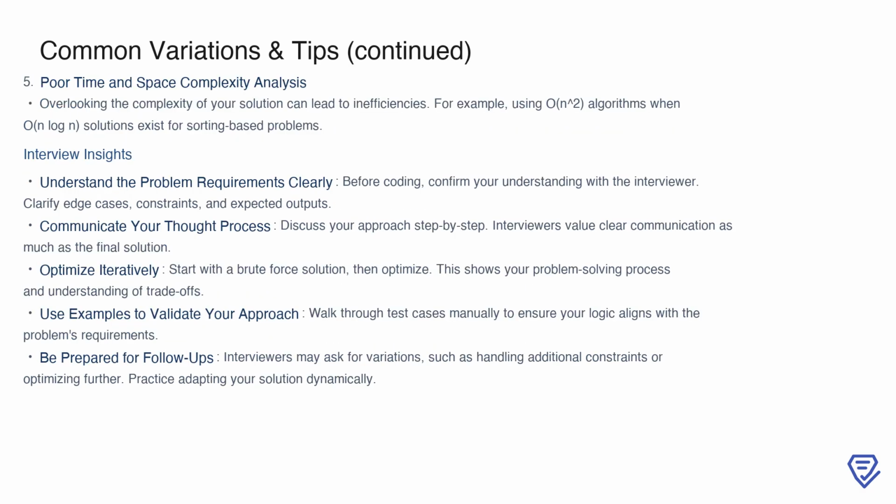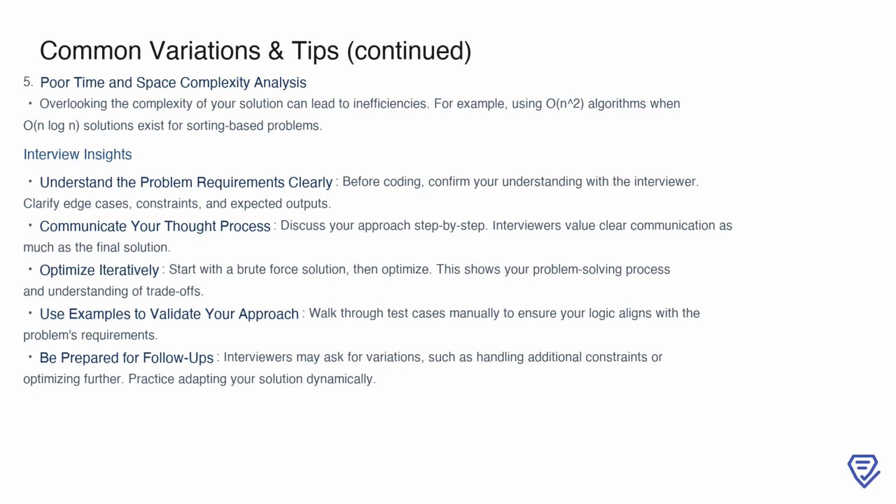Poor time and space complexity analysis is another area where candidates often falter. For example, relying on an O(n squared) solution when an O(n log n) alternative exists can lead to inefficiencies and potentially failing test cases. To perform well in interviews, it's important to clearly understand the problem requirements before you start coding. Take time to confirm your understanding with the interviewer, asking questions about edge cases, constraints, and expected outputs.